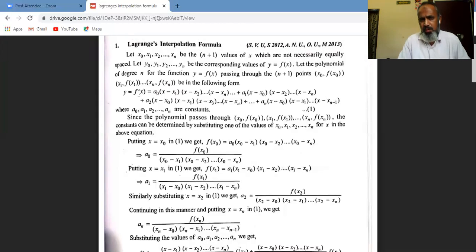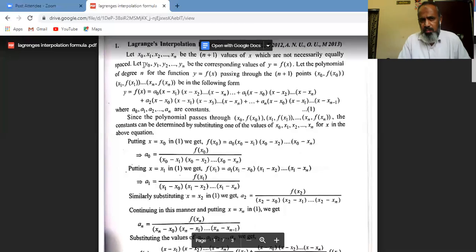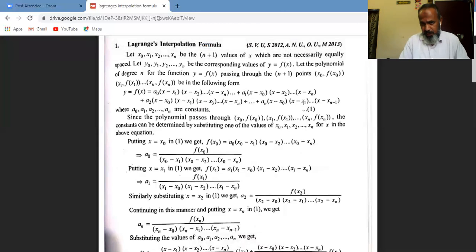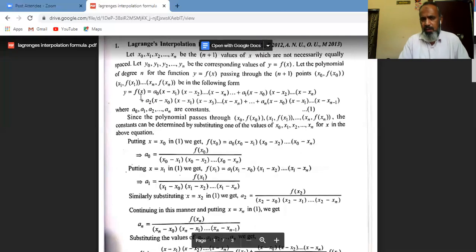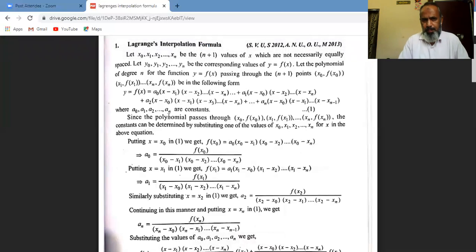So this is the value of y at x equal to x naught. So we know the values of x naught and the corresponding value y naught, x1, y1, x2, y2, and xn, yn. Now it is required to determine the values of a0, a1, a2, a3, and an. Now, how to determine these constants? If we determine these constants, then we can write the Lagrange's interpolating polynomial.